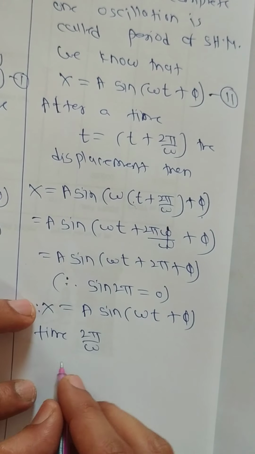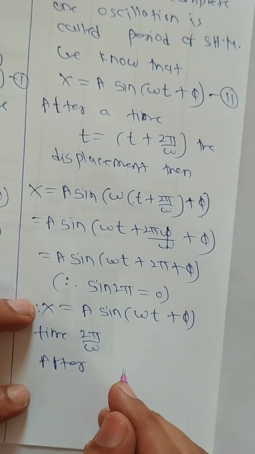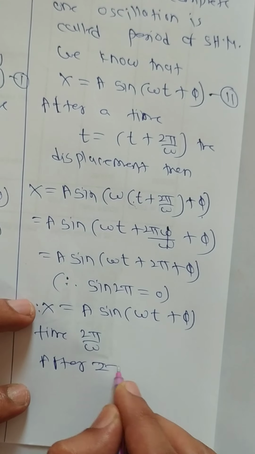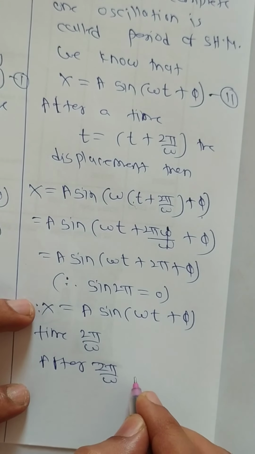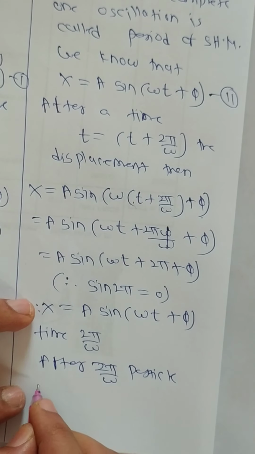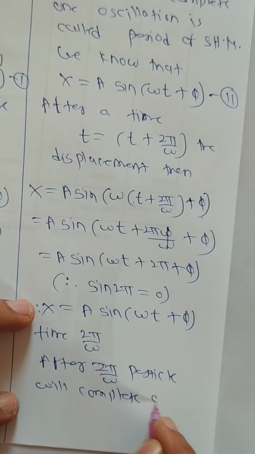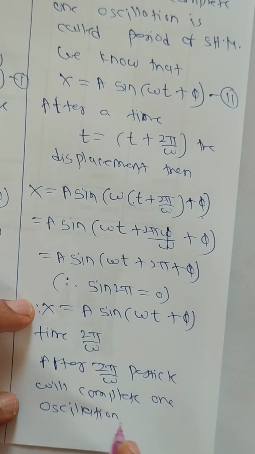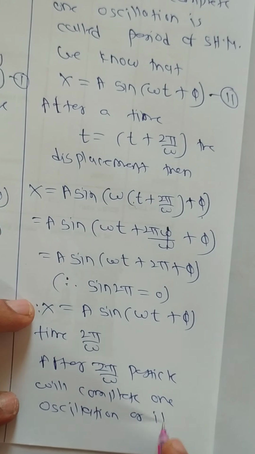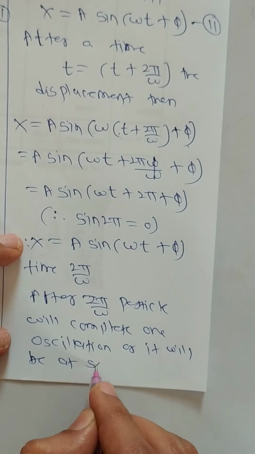So I will write here, after 2 pi upon omega, the particle will complete one oscillation, or it will be at the same position.